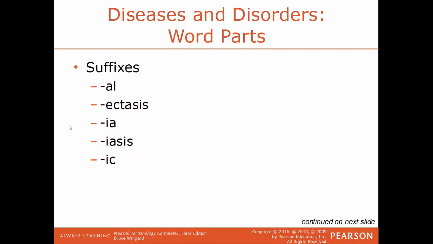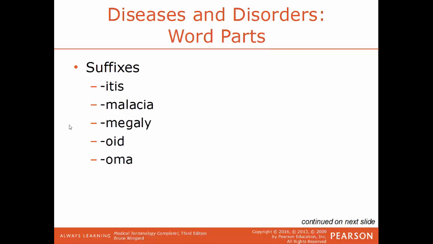There are some common suffixes you'll see. Suffix al means pertaining to. The ectasis means a dilation or a widening of. The suffix ia means a condition. Iasis means an abnormal condition. And the suffix ic means pertaining to.